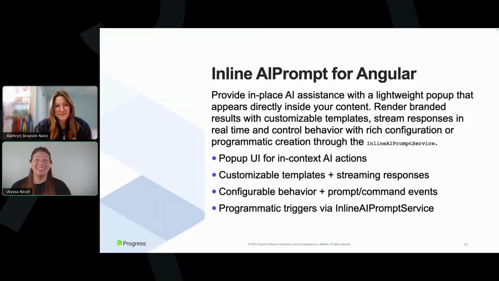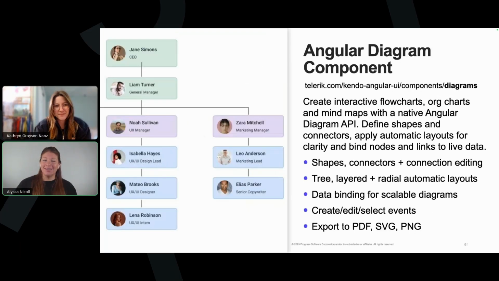Last quarter, we introduced the inline AI prompt component for Angular. It gives you a small pop-up right inside your content so users can ask questions or apply AI suggestions without losing their place. You can customize the layout with templates, stream responses in real time, and even trigger the prompt programmatically using the inline AI prompt service. So check it out, very cool stuff.